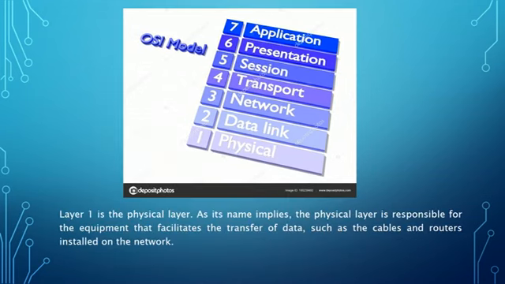Layer 1 is the physical layer. As its name implies, the physical layer is responsible for the equipment that facilitates the transfer of data, such as the cables and routers installed on the network. This layer is one of the aspects of network transmission where standards are essential. Without standards, transmission between devices from different manufacturers is impossible.